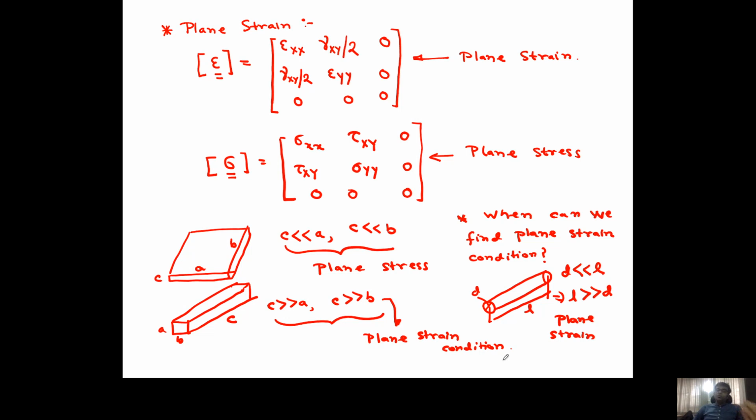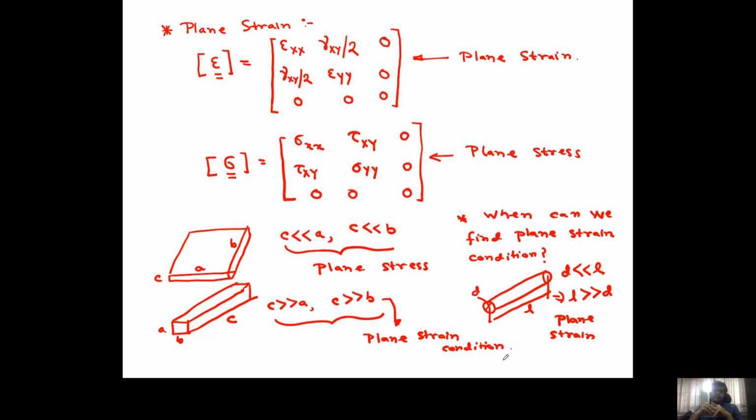Similarly, only having one dimension significantly larger as compared to the other two dimensions will not give you a plane strain condition. You have to take into consideration the boundary condition and the loading scenario. So this should be very clear to you, as I also mentioned in the previous lecture, that only satisfying the geometry is not enough. You have to satisfy the boundary and the loading as well.